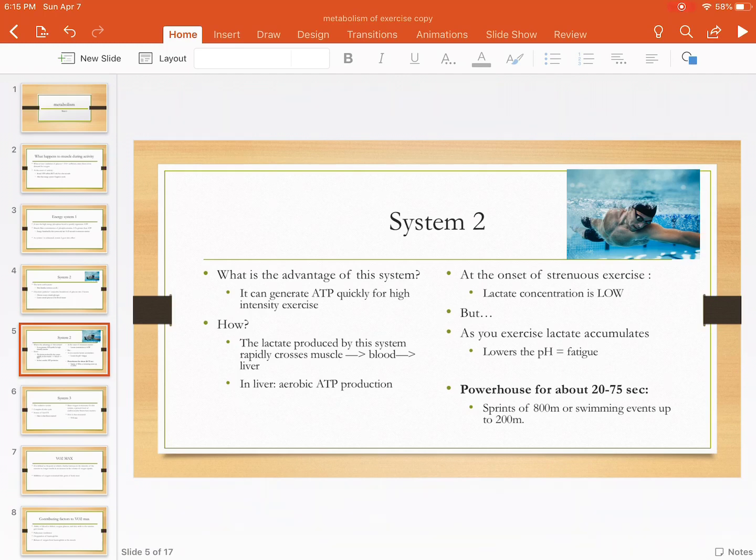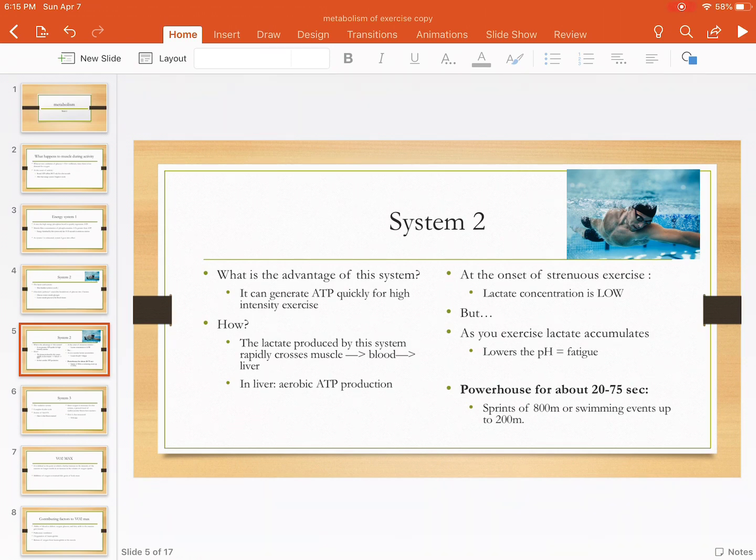All right, so this ATP is very important for us. This lactate that is produced is very important for us, because it can cross the muscle cell into blood and then into liver really fast. That's why this system is very important.